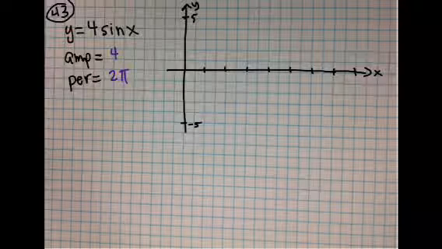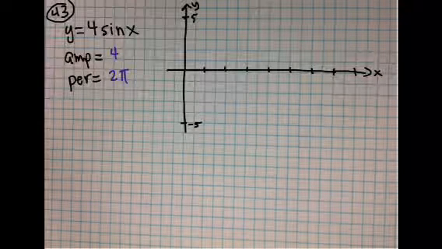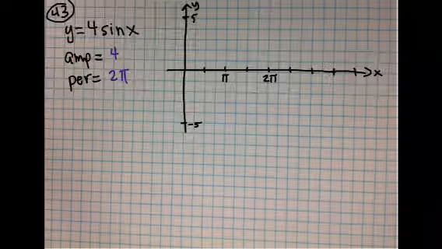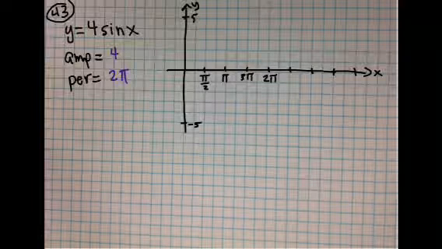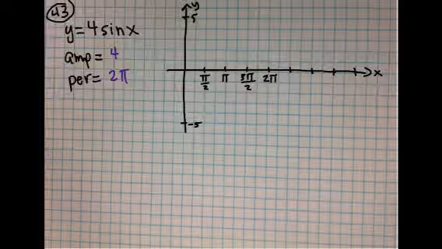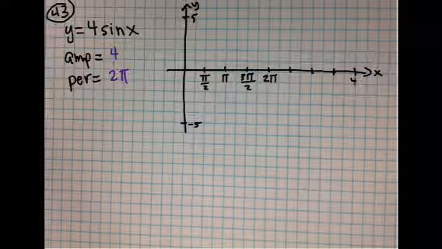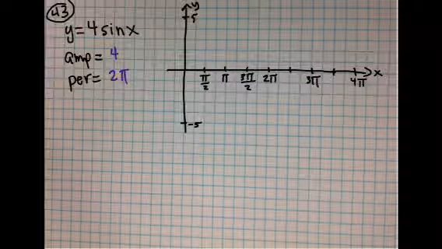So the amplitude is 4 and the period is 2 pi. Okay, so the period is 2 pi, so I count 4 tick marks, 1, 2, 3, 4, and that would be my 2 pi. This is the middle. This is pi over 2, 3 pi over 2. And then the next period would be at 4 pi, right? So that's 4 more tick marks. So 1, 2, 3, 4. This is 4 pi. And I'll just label 3 pi. And that should be enough for now.